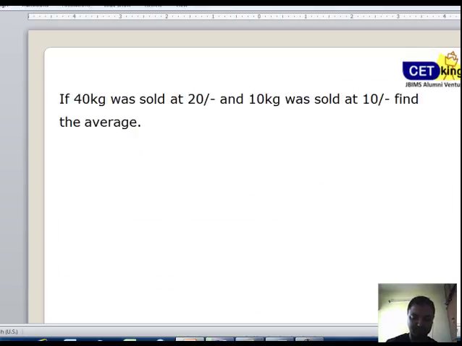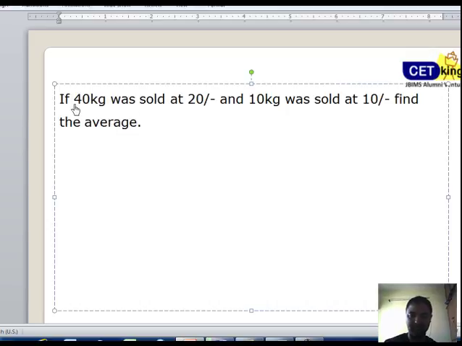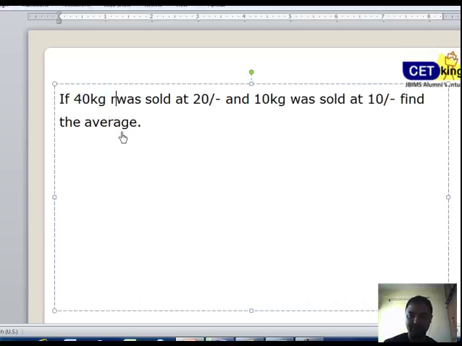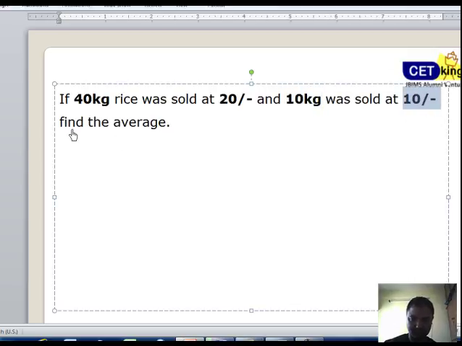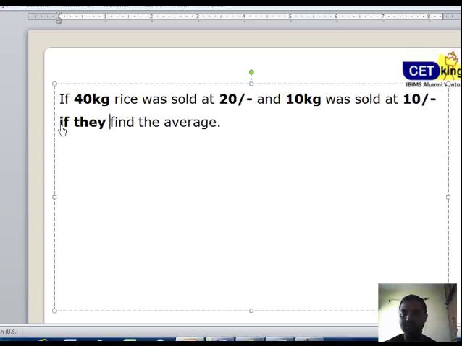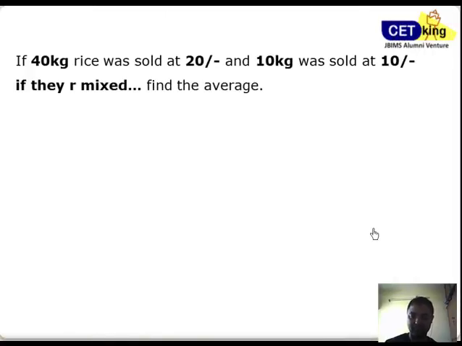So let's look at a few questions on weighted average. 40 kg of rice was sold at 20 rupees per kg. 10 kg of rice is sold at 10 rupees per kg. If I mix both of them, find the average cost of rice. So basically 40 kg of rice was sold at 20 rupees, 10 kg of rice was sold at 10 rupees. Find the average price of rice.